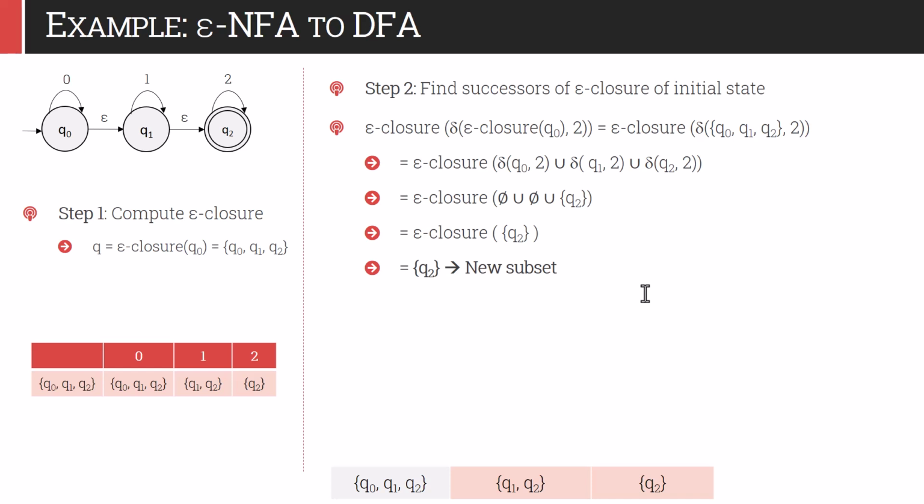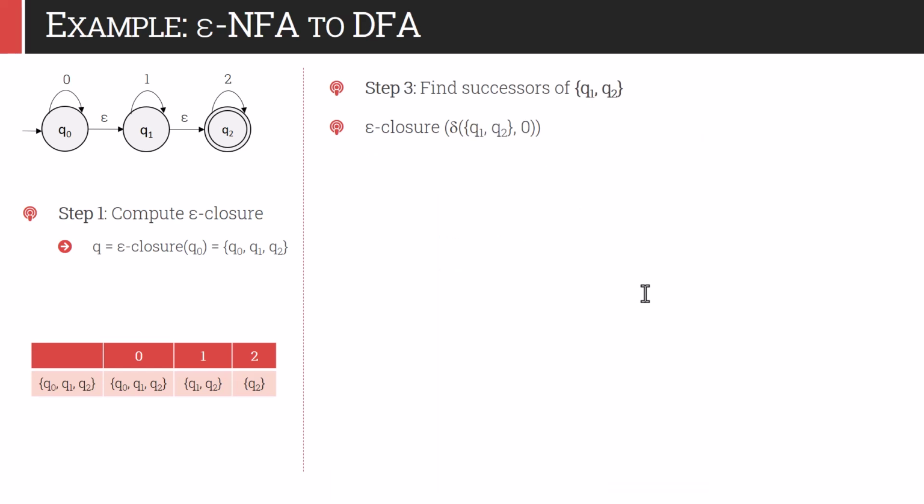Now we have to repeat. We have to compute the delta transition functions for Q1, Q2 and Q2. In any order we can go. Either first we can explore Q1, Q2 and then Q2, or vice versa. Order does not matter. We just need to explore all the states in the list. That's it. So let us try to compute the successor of Q1, Q2.